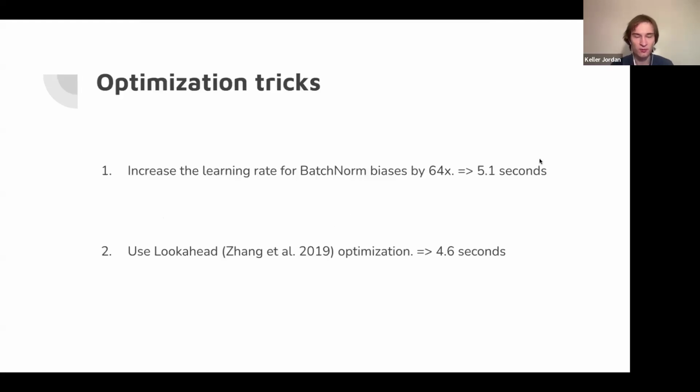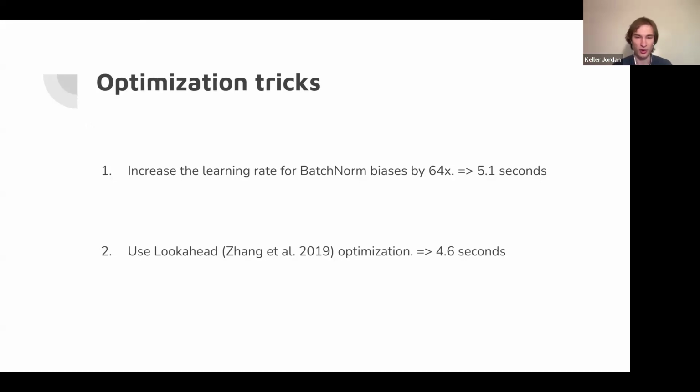Okay, so the next method I used is several optimization tricks. These are descending from previous speed records that found that these worked. The first one is to increase the learning rate for the batch norm biases. The batch norm layers normalize their input, and then they have a bias. In this case we disable the weight, so there's just a bias being added to each of the channels.